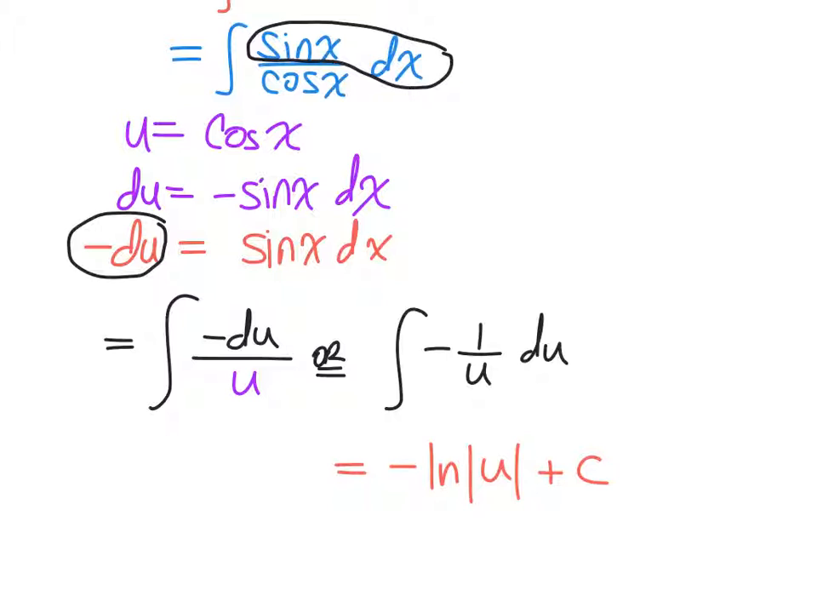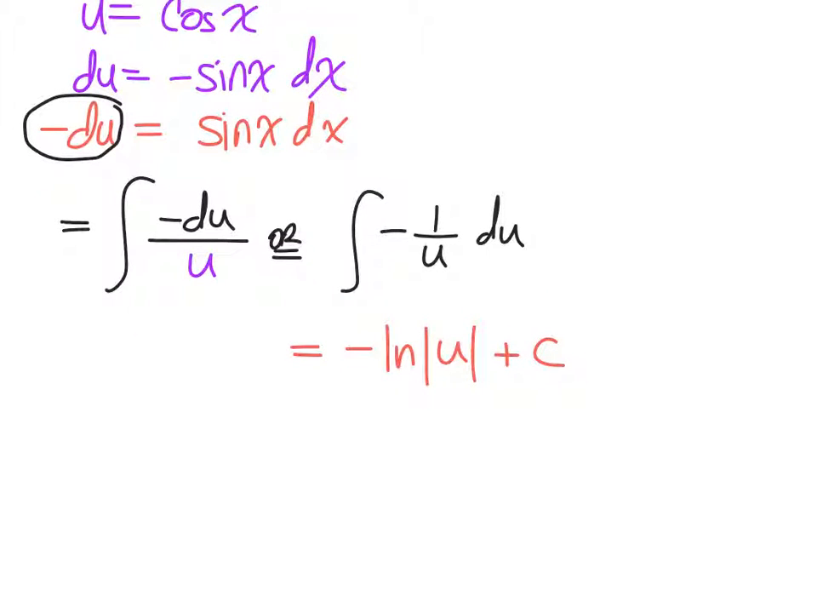We include absolute values because the cosine function can be positive or negative, right? But you can't take the log of a negative number. So once I do the reverse substitution, I need only the parts of the cosine that would be positive, right? So reverse substitute. So negative ln of the absolute value of cosine of x plus c. So that's one way to represent your antiderivative.